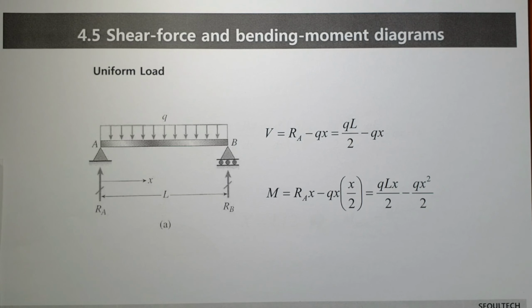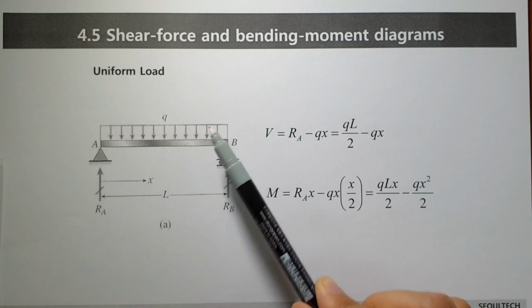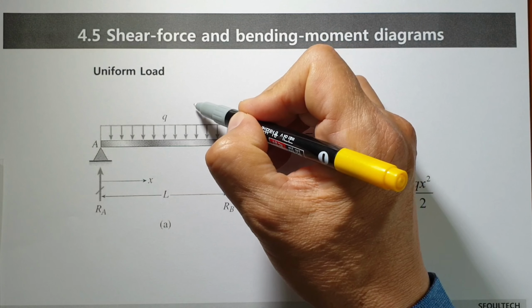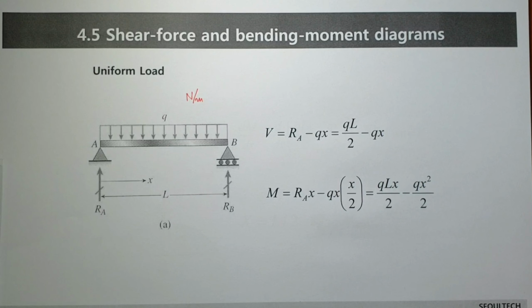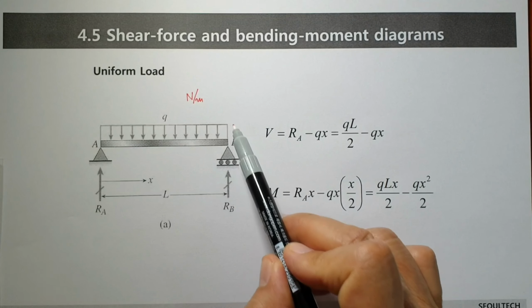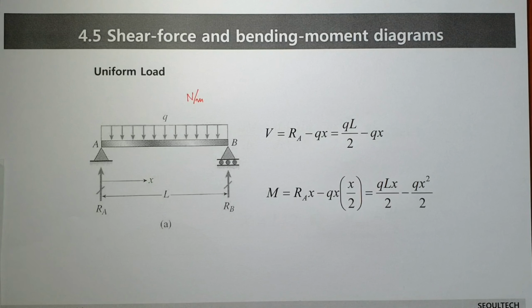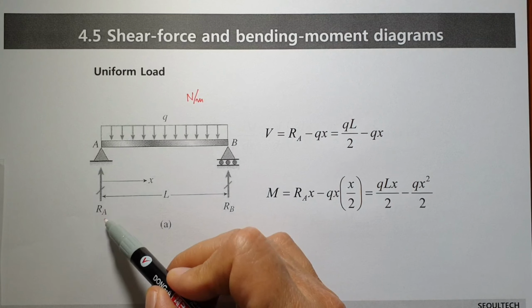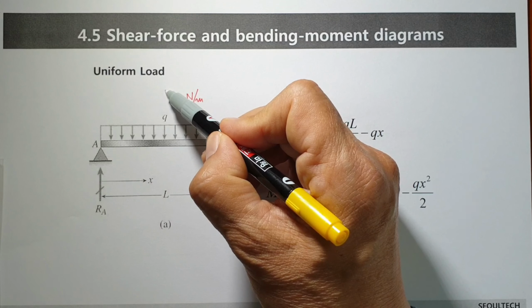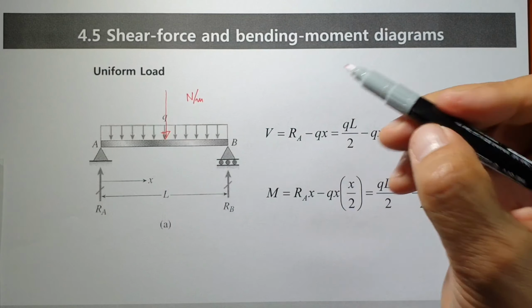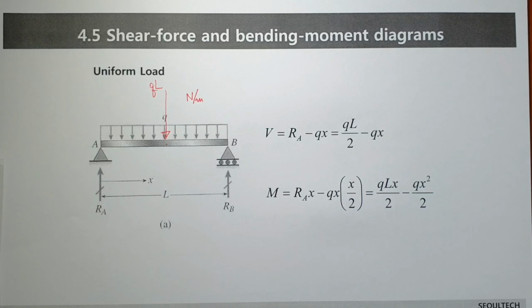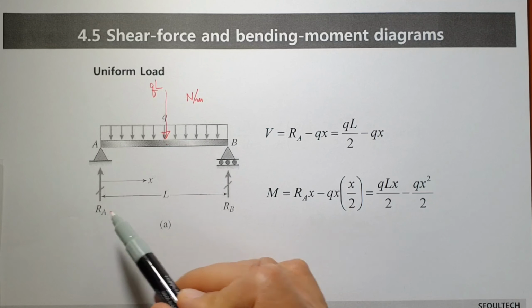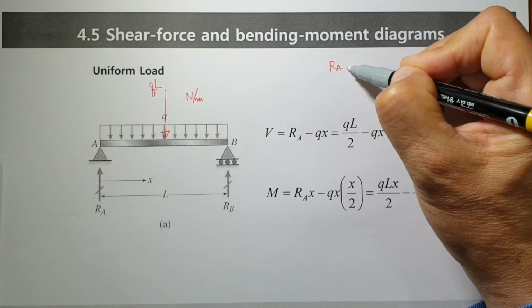Next, in this case, uniform load is considered. I've already told you Q is uniform load, distributed load, and its dimension is Newton per meter or millimeter. When you consider this kind of uniform load, then when you calculate RA and RB value, some kind of imaginary force Q times this distance L is acting in the middle of the element. Then you can calculate RA and RB value first.